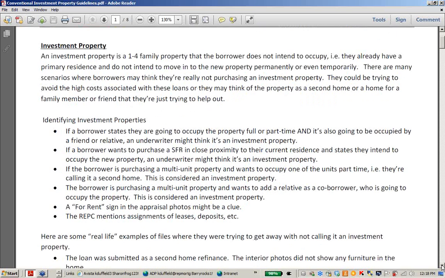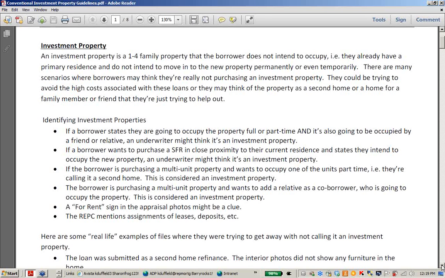Maybe the loan came in as owner-occupied or a second home, and they're seeing other things and reading email chains in the file that are raising suspicion. So some of the things they look at: if a borrower states they are going to occupy the property full or part-time, and it's also going to be occupied by another family member, a friend, or a relative, and this is not typical, this isn't what they've done in the past, it's a new situation, you may have an underwriter think that this is an investment property. It could raise some questions.